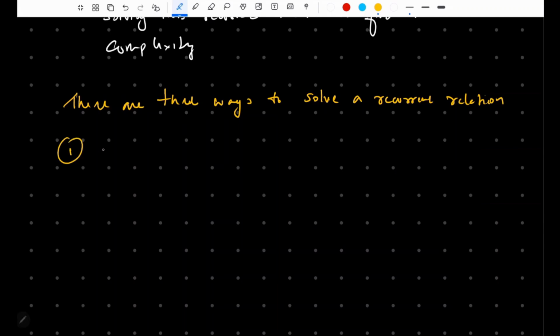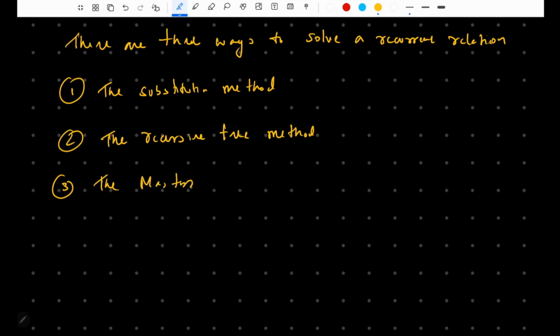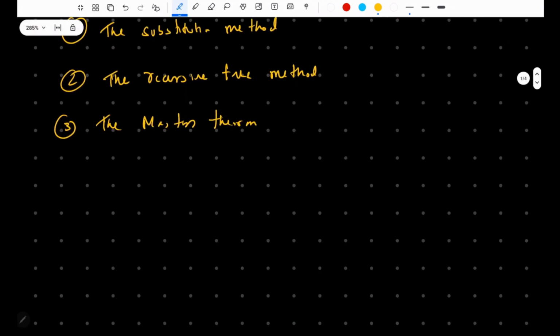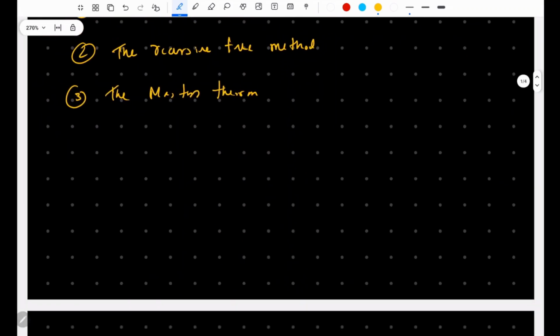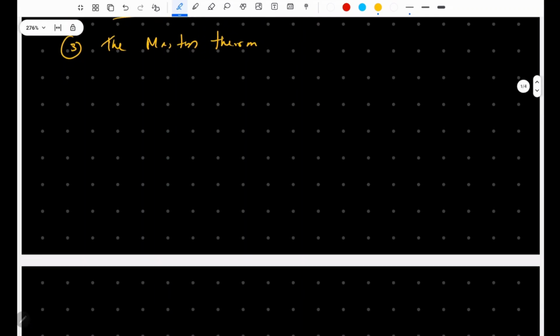One is the substitution method. The second one is the recursive tree method. And the third one is the master's theorem. Here comes a very important thing: when should you go for substitution and when should you go for the recursive tree method? According to the definition, you will go with the substitution method when you have only one recursive term in your recurrence relation.